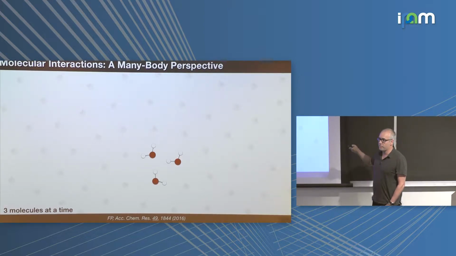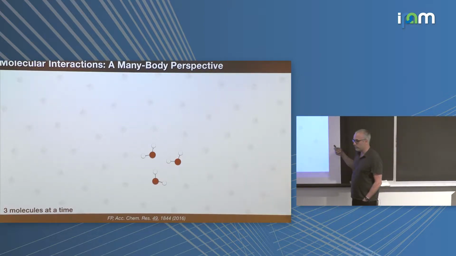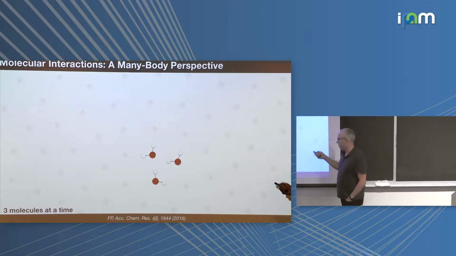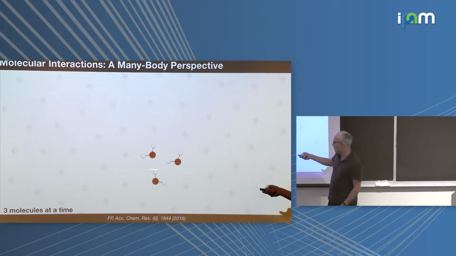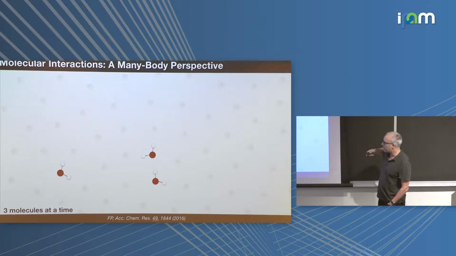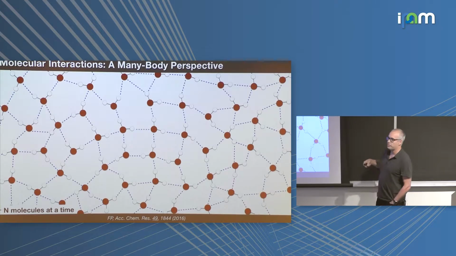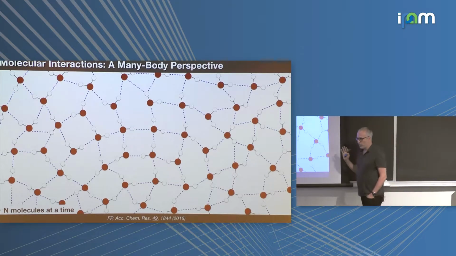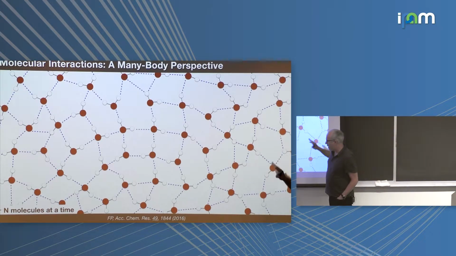And then, of course, I have three-body interactions. So I'm going to look at what is the effect of adding another water molecule to a dimer that I already have. And again, I have many of these. And I keep going this way to the 4-body, to the 5-body, 6-body, up to the n-body.